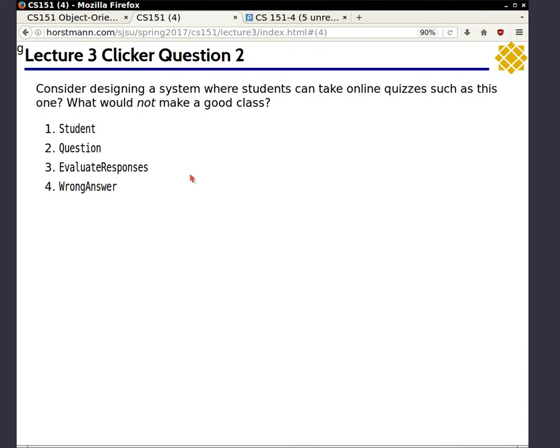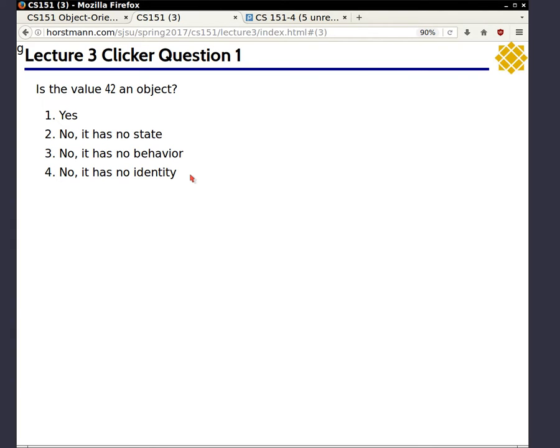Well, someone said, what is the answer to question 1? So question 1, there is no one good answer. Depending on how you feel about it, you could say, I think 42 is an object. In some languages, yes, it is implemented as an object. Or you could say, because in Java it's kind of squishy, I'm going to say 4 is the correct answer. So 1 and 4 are both good answers.